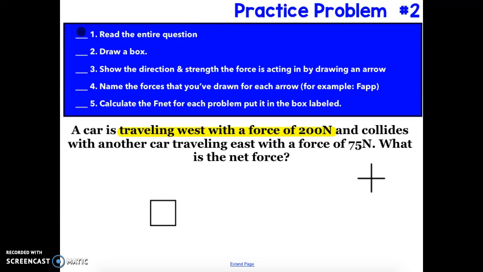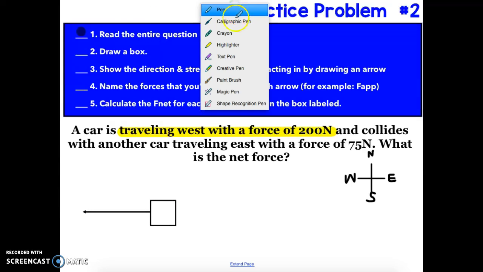And if I were to label this, we have north, east, south, and west. And I want to illustrate that the car is moving to the west. So that means to the left. So I'm going to draw a vector coming out of the box, not pointing towards. Okay, and it's 200 newtons, so I'm going to draw it pretty long.